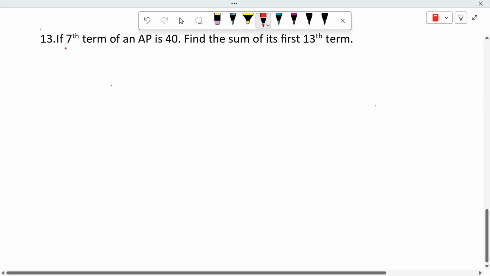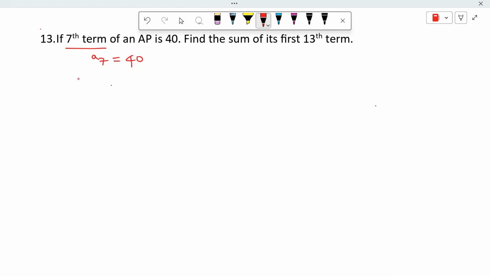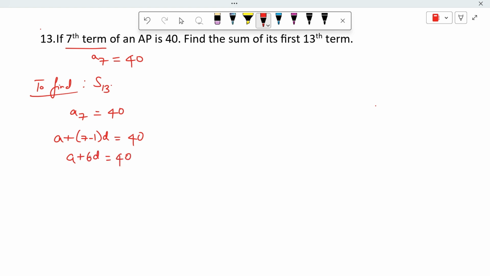Question number 13. If seventh term A7, isn't it, of an AP is 40, find the sum of its first 13 terms. So what are they asking me to find? They are asking me to find S13. So from the given A7 equal to 40, I can rewrite A7 as a plus 7 minus 1 d. I'm using the an formula, isn't it? n minus 1, where n is 7 now. So this gives me a plus 6d is equal to 40. Since I don't know the value of a and d, I'm just keeping this relation as it is, which can be used to find S13.